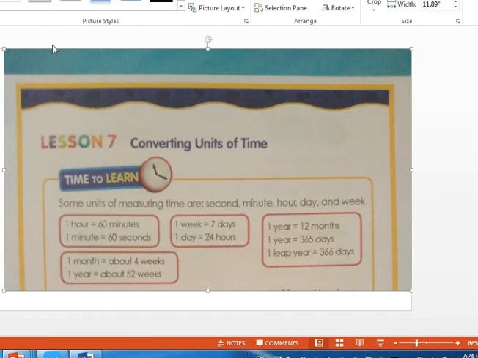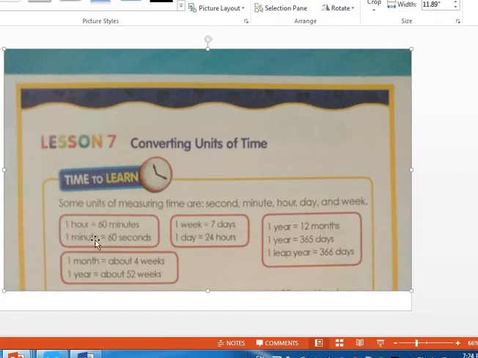I hope you're fine. Today we're going to have a lesson about converting units of time. Some units of measuring time are seconds, minutes, hours, days, and weeks, as we know. All over the world we are using these, right? Not only in the United States now.